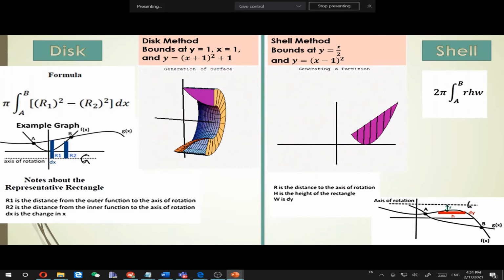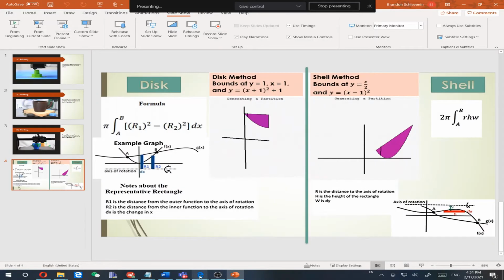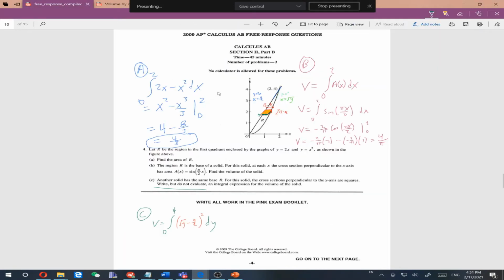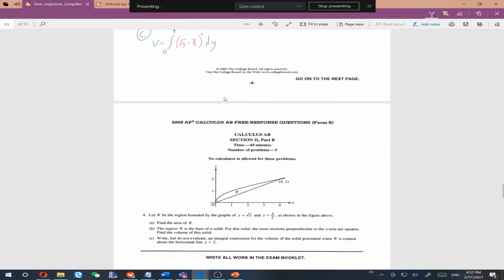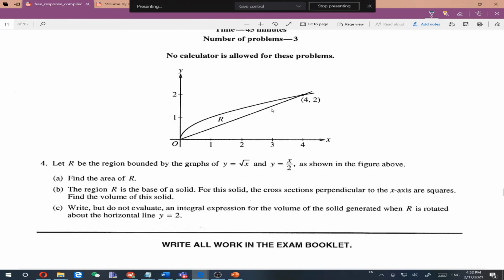No. Okay. So let's go back to some problems then. Alright, another no calculator. Part A, we're finding the area of region R. I did Kyle last time for this, so Andrew, I'm going to jump over to you. For part A, if we want to find the area of region R, what do we have to do? Integral from 0 to 4 of square root of x minus x over 2 dx.